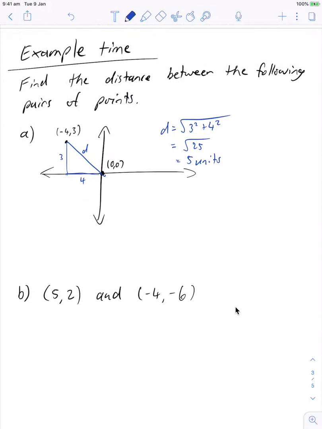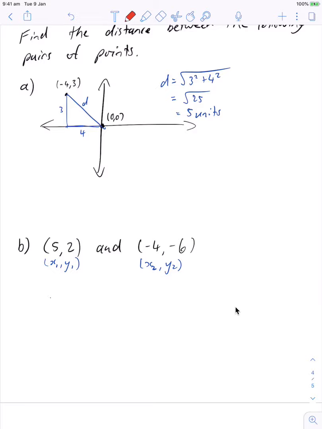Let's have a look at B. And this one, I'm given the coordinates, so I'm going to have a crack at trying to use my formula. And if you want, you can actually just write in what those things are. So remember, this is x1, y1, and this is x2, y2. And a lot of students just find it easier to write those in and then write our formula out first, and then we can just substitute into it. So our formula, remember, was d equals square root of x2 minus x1 squared plus y2 minus y1 squared.